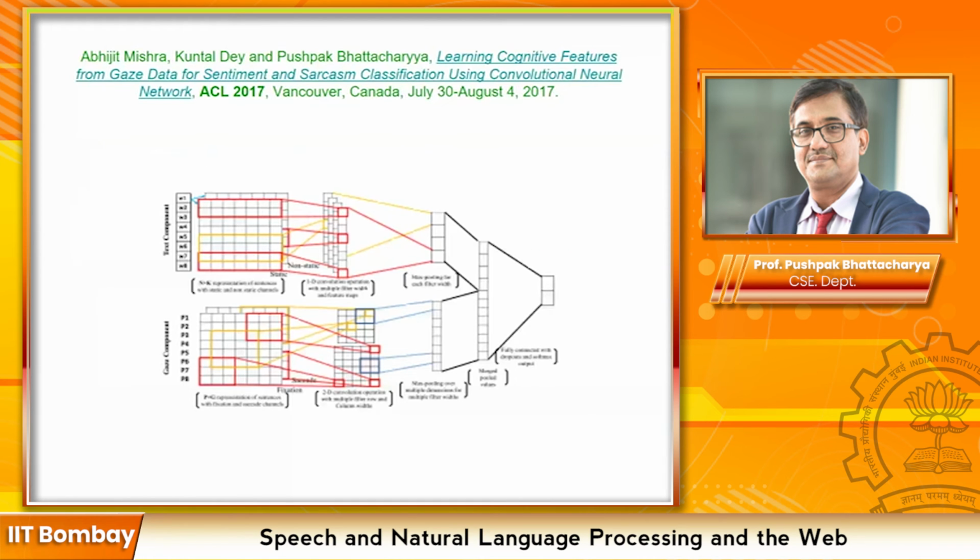We had done some work in 2017 due to Abhijit Mishra and Kuntal De. Abhijit was my PhD student, and Kuntal De was from IBM at that time. Here sentiment analysis was done using both textual features and gaze features. This is the multimodality really. What we did was extract the eye tracking features of the annotators who looked at the data and gave their decision.